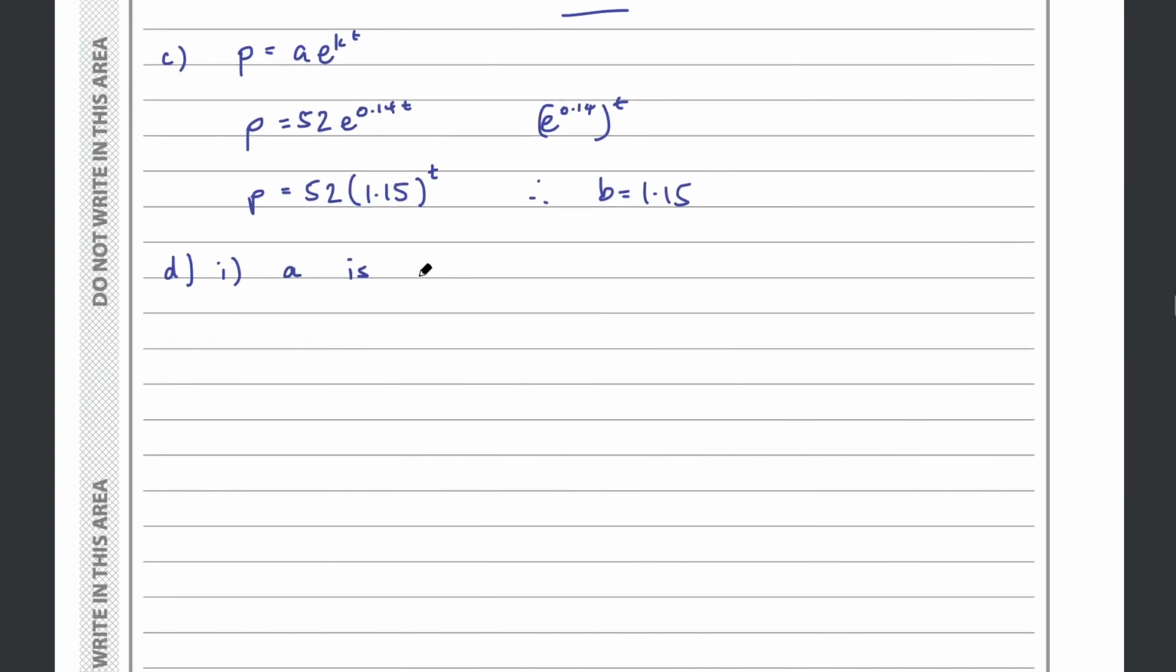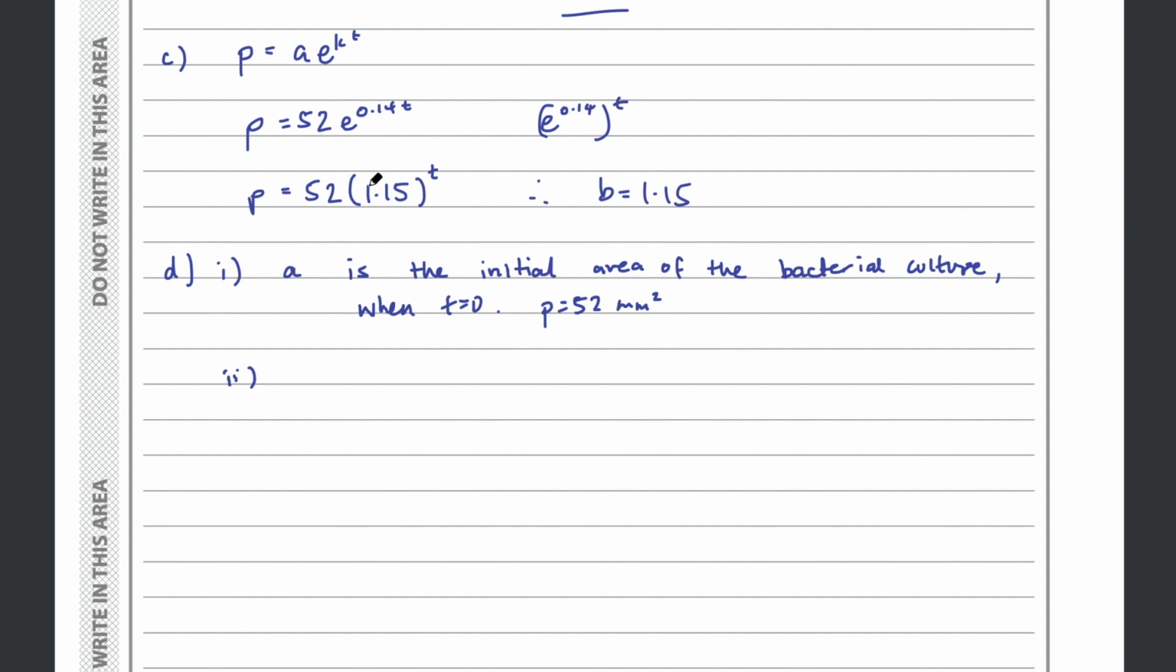So A is the initial area when t equals 0, and so then P equals 52 millimeters squared. Okay, so that's A. B is going to be the rate of increase. So for every hour, so when t equals 1, this area has increased by 52 times 1.15. When t is 2, we've effectively done that again. So we've multiplied the area after hour 1 by 1.15 again.